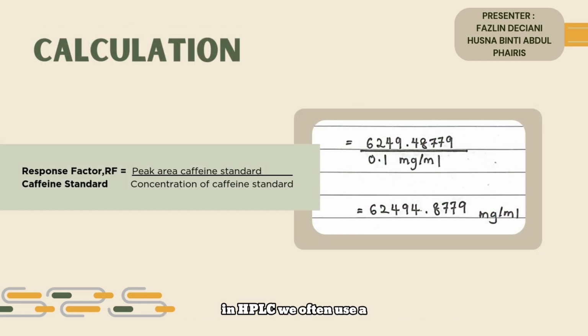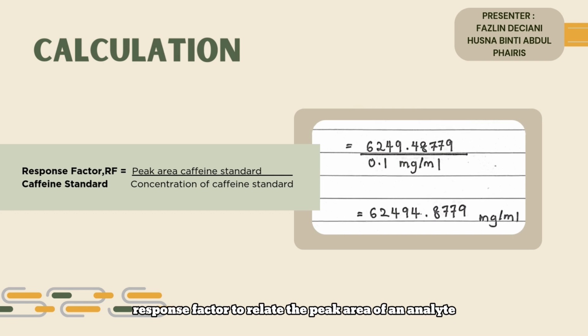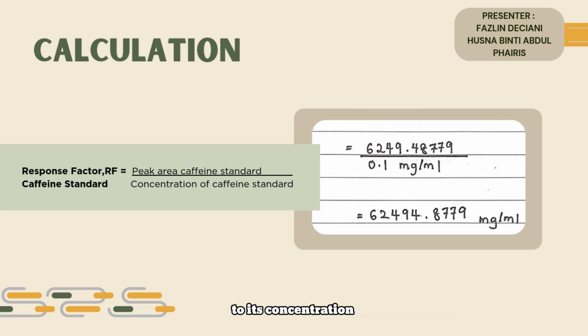In HPLC, we often use a response factor to relate the peak area of an analyte to its concentration. Now, we will walk through the calculation of the response factor for caffeine. Let's apply this formula to our caffeine standard data.